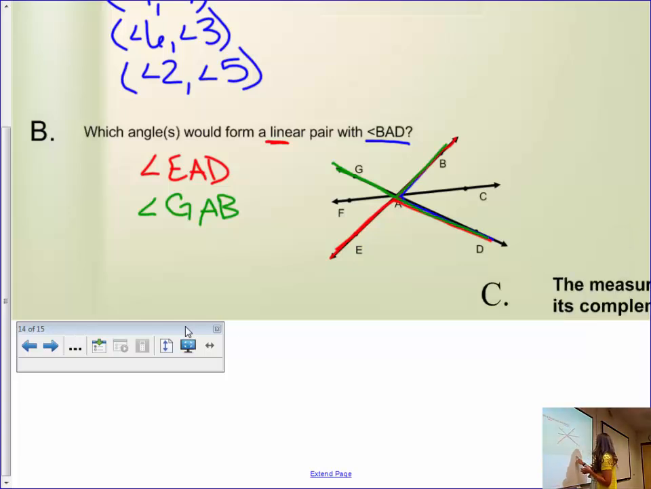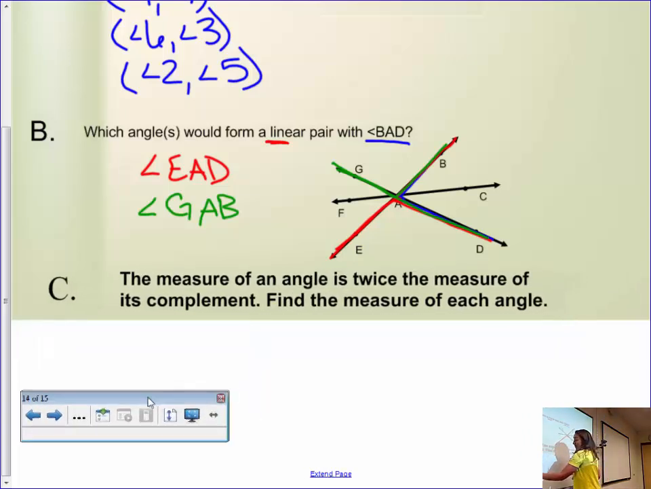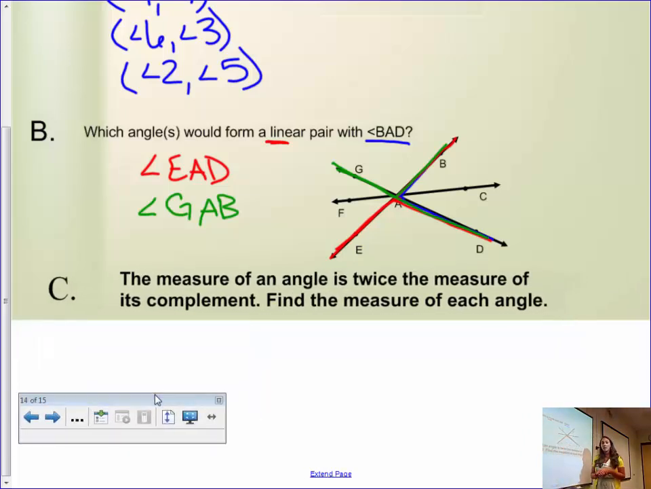Oh, sorry, one more. I knew I was missing one more. All right, these are my favorite types of problems because they're little word problems that don't give you numbers. It's all translating words into math problems. So let's read through it and see some key points here. It says the measure of an angle is twice the measure of its complement.